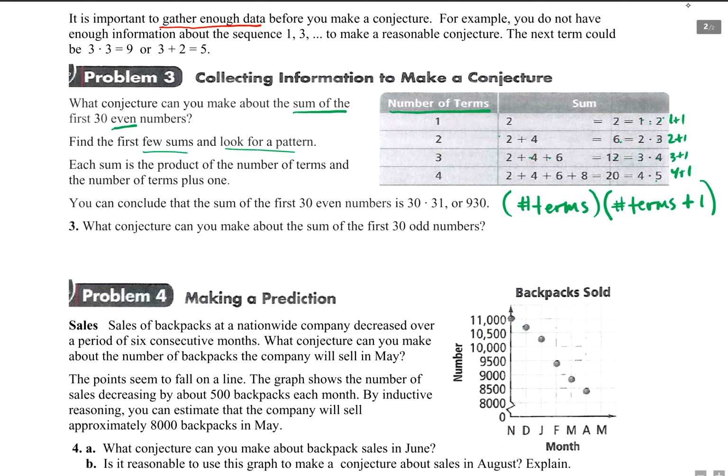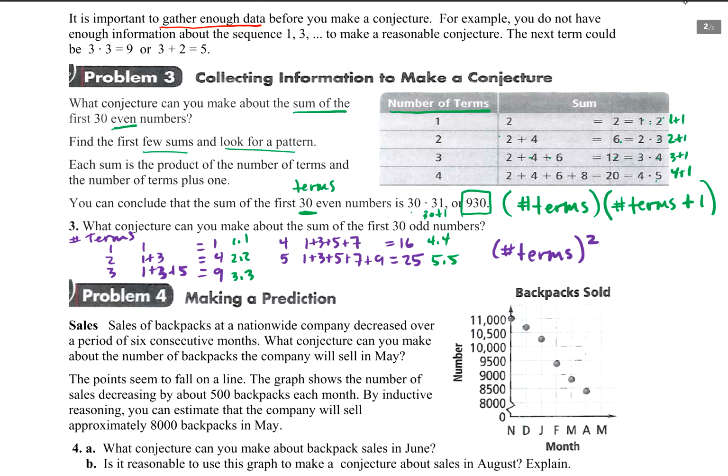So we can conclude that the sum of the first 30, that's how many terms, would be 30 times 30 plus 1, which is 31, which is 930. So that makes it a lot easier. We could do the first 1,527 terms and get an answer without doing all of the math. That would be a lot of math. All right, pause the video and try the next problem.